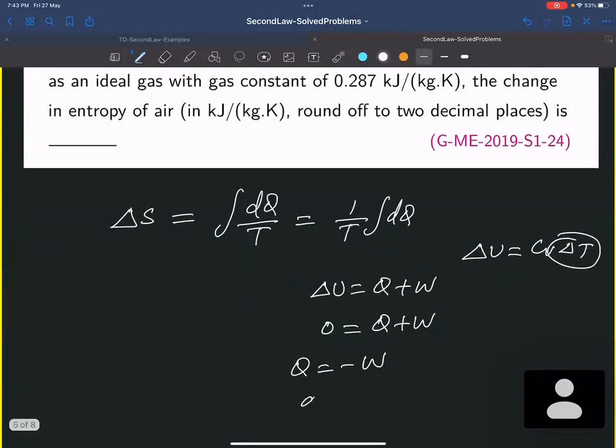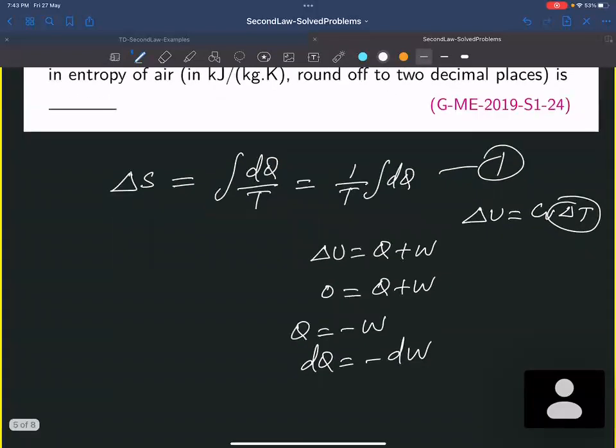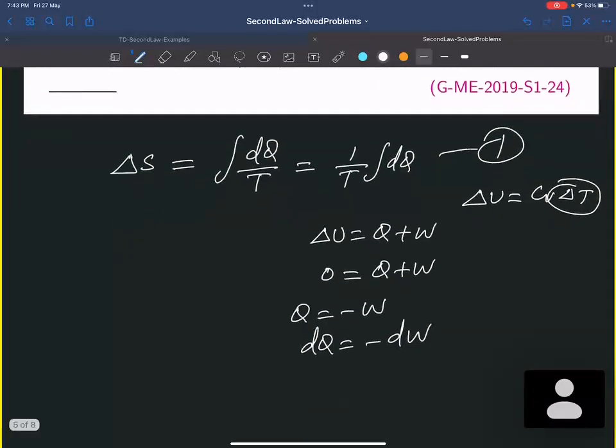So dq equal to minus dw. In the original equation, we can replace the integral of dq with the integral of minus dw. So delta S equal to 1 by T and integral of minus dw. So what is the formula for dw? Integral of dw is minus PdV, so minus dw is that. So we can write it like PdV.